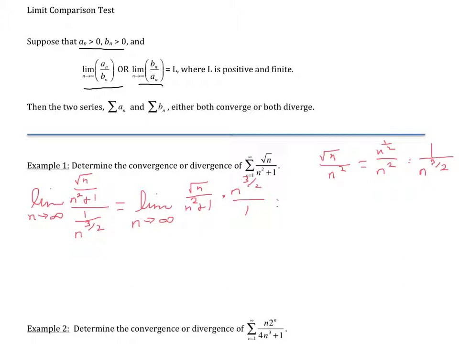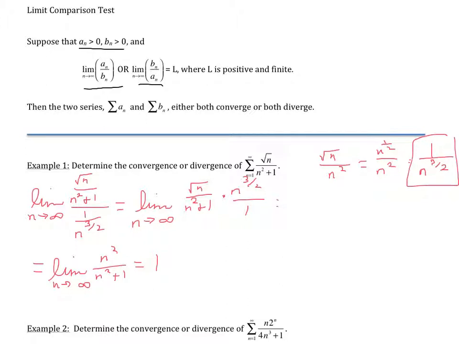The square root of n is just n to the 1/2, times n to the 3/2. So that would be the limit as n goes to infinity of n squared over n squared plus 1. And then suddenly we have something that's very easy for us to take the limit of and to tell what's happening. This would equal 1. 1 is definitely positive and a finite number, and so what that tells me is that whatever the series I chose, 1 over n to the 3/2, does, the series I was given will do.